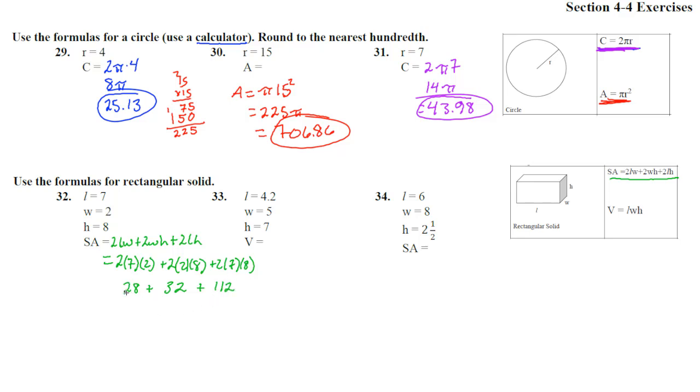So now let's put these together. 28 plus 32 is 60 plus 112. 60 plus 112 would be 172. Excellent.